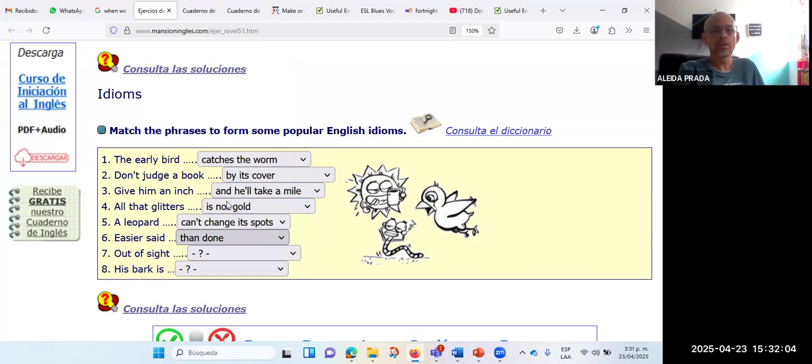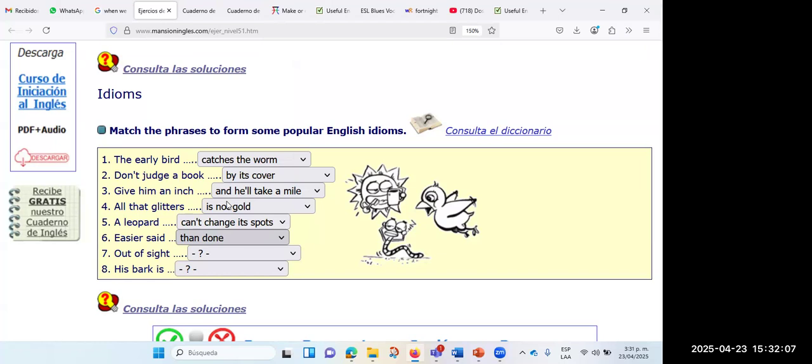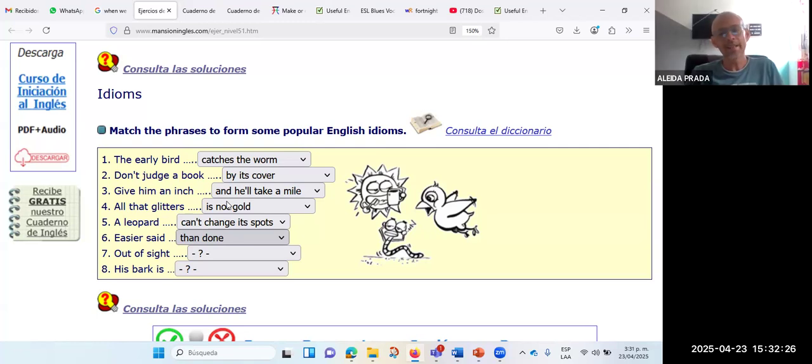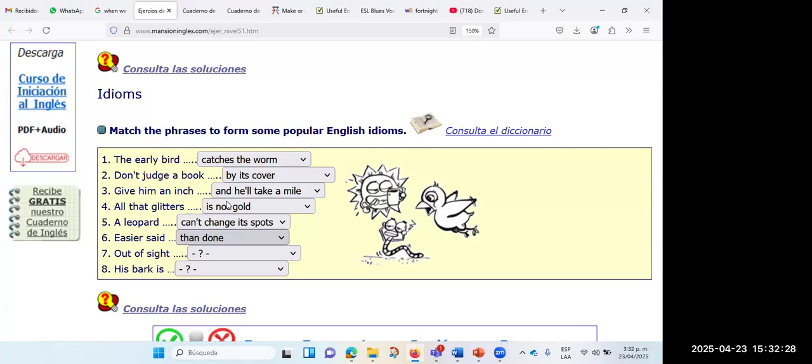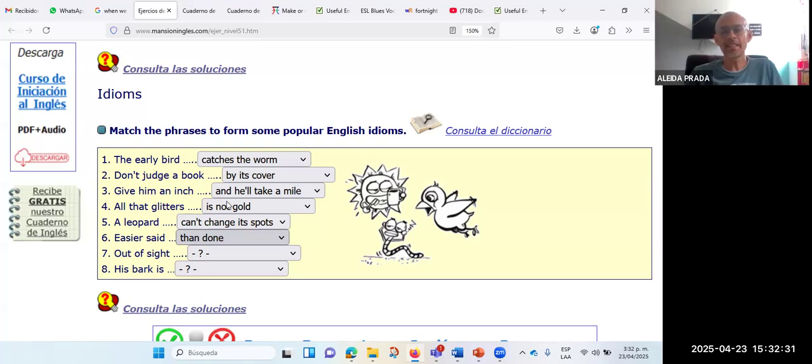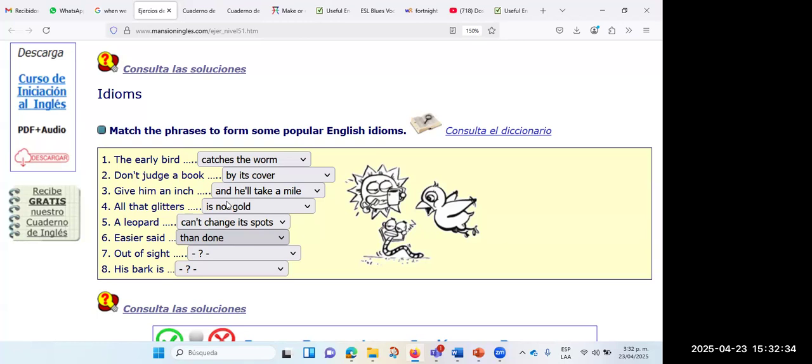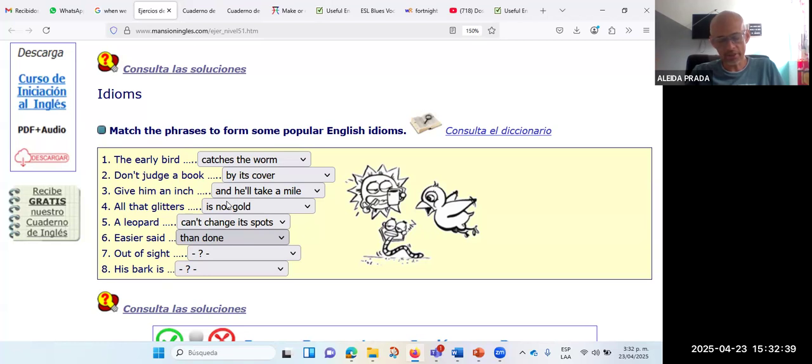What does it mean, that idiom? Literally, I think that is easier to say that something is ready, or is easy to do something. I think that is it. I don't know if you can understand me. It's easier to say something. Exactly. It's easier to speak, to say something than to do it.